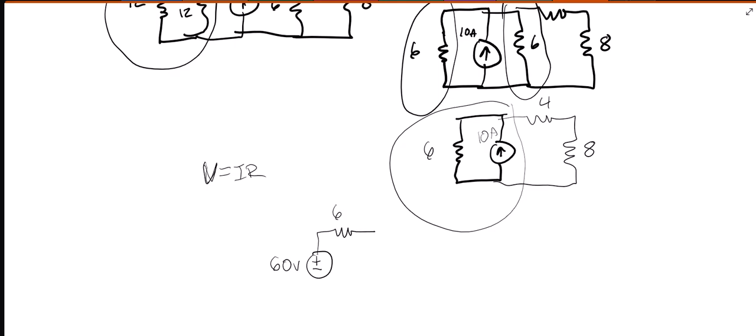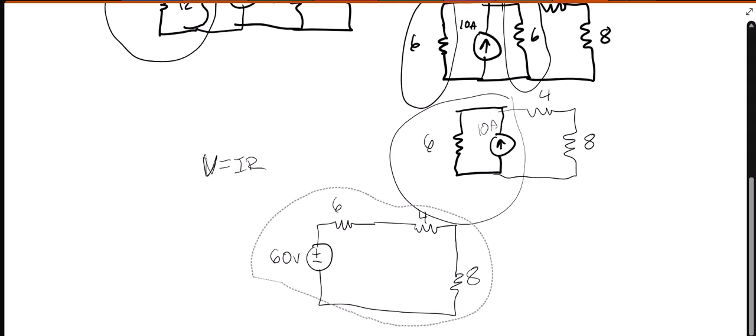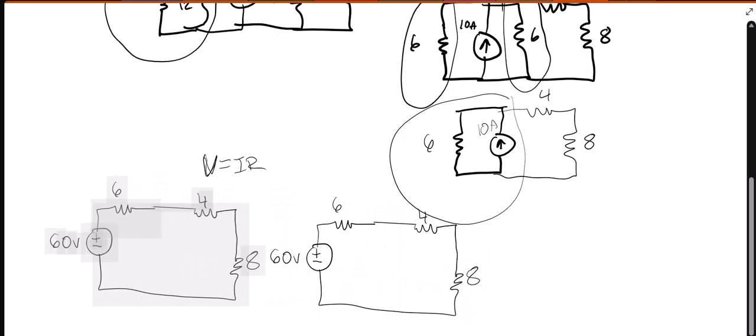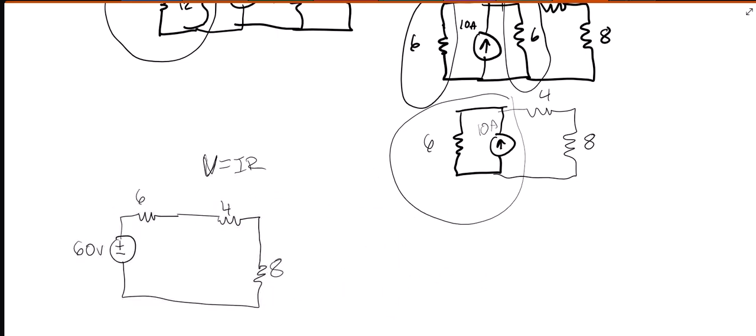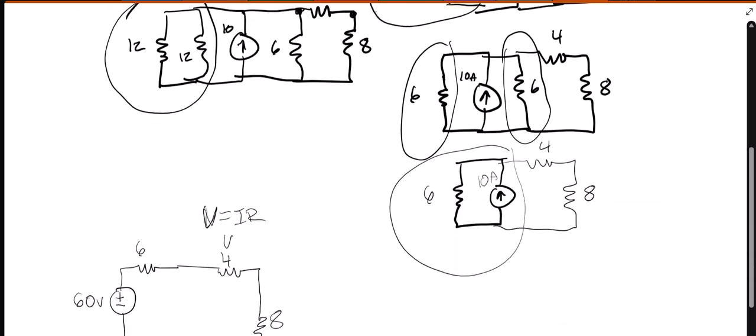And then I have a 6 ohm resistor, and then I have my 4 ohm resistor, which is the resistor that I'm looking at, and 8. Okay, and I'm supposed to be finding the voltage across this resistor, and it was labeled plus minus.